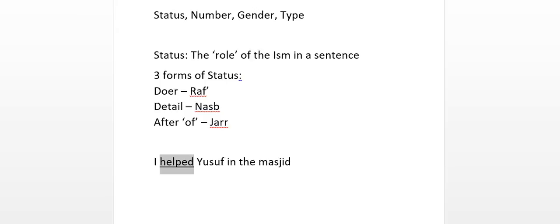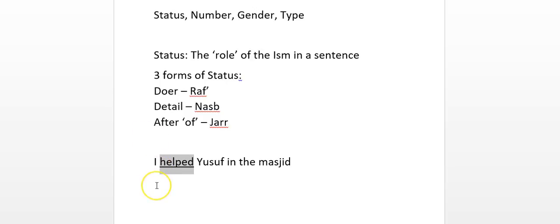Now, do we look for a status? Do we look for a doer, detail, after of? Can we ask that question? Is helped a doer? Is it a detail? Is it after of? The answer is no. Why? Because helped is a fi'l, and when it comes to status, number, gender and type, that's only a conversation of the ism. So we can't look at an action word and say, is it rafa, is it nasb, is it jar, is it doer, detail, after of? That question is non-applicable. So we discover where the fi'l is first of all, so we know we're not going to give it any status.